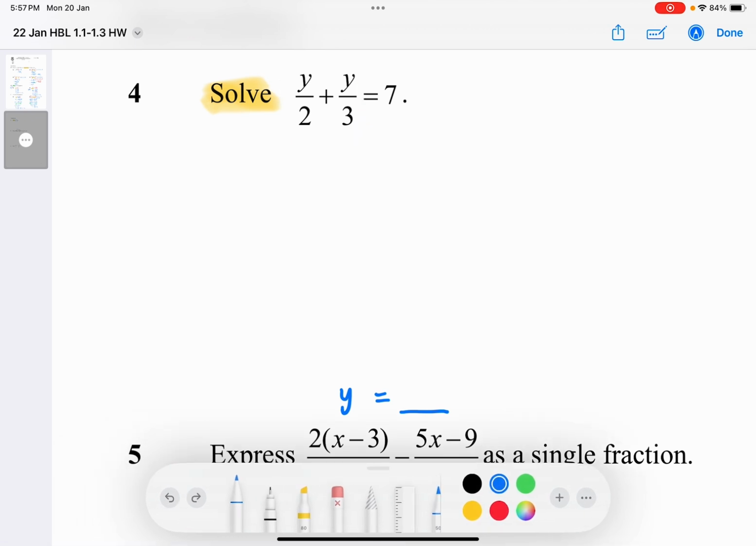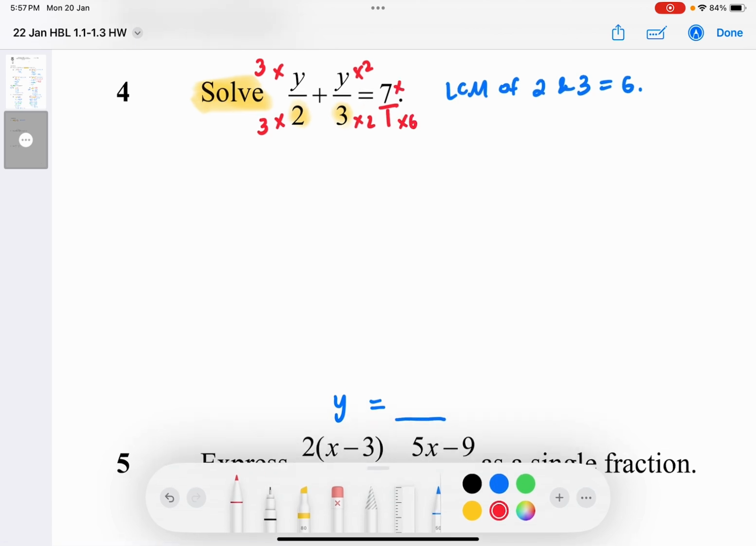Okay, so how do we solve? Right, first we have to make the denominators the same. The key idea is always the same, make denominators the same. So you notice that both the denominators 2 and 3, the LCM of 2 and 3, is 6, right? So to this fraction, we will times 3. To the second fraction, we will times 2. And to the number 7, I'll put it as 7 over 1. And then I will times 6, right?